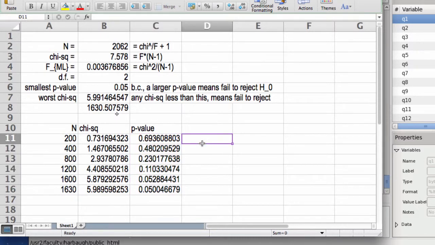All right, so with my sample of 2062, my chi-square is 7.578. If I divide it appropriately, I get my discrepancy function value, which is 0.0367 and change. With that value, I could have taken a sample of up to 1,600 values and would have obtained a non-statistically significant p-value, and I would have failed to reject the hypothesis, sigma equals sigma theta.